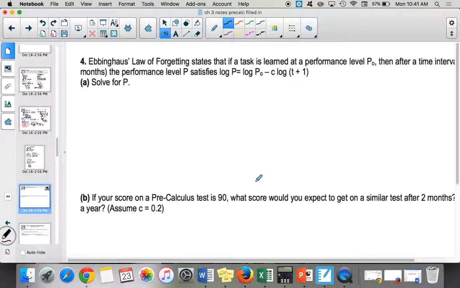All right, and these last ones involve other logarithmic equations. So you know how we use logarithms for like earthquakes, the decibel scale, anything that's scaled, pH scale. Did I say decibel? I said decibel, but I meant like the Richter scale. So decibel scale, Richter scale, pH scale, anything that's scaled, we'll use that. And there's also something called the law of forgetting.